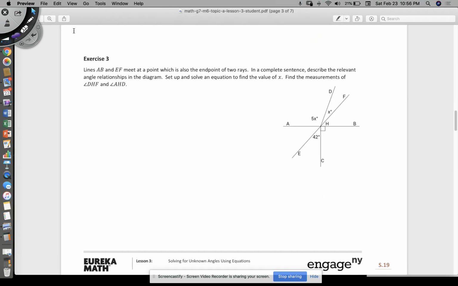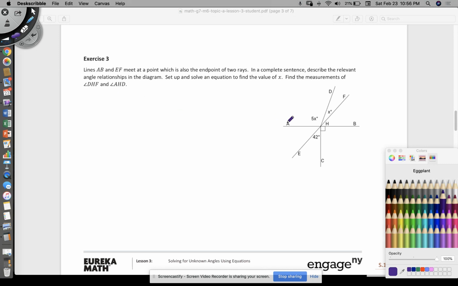Exercise 3. And again, I'm going to set this one up for you, and then you're going to finish it, and then you're also going to do example 4 and exercise 4 on your own. So here we go. Last one I'm going to do fully with you, or partially with you, I should say. I'm going to set it up. We have a couple measurements here. I see that I have a 90. I like to identify those ones right away. This one here is 42. This one here is 5x. This one here is just x.